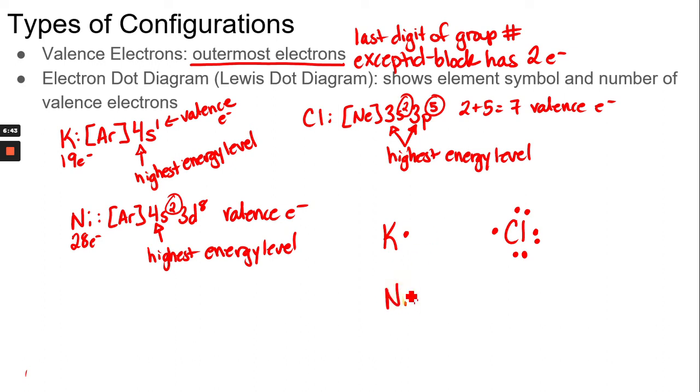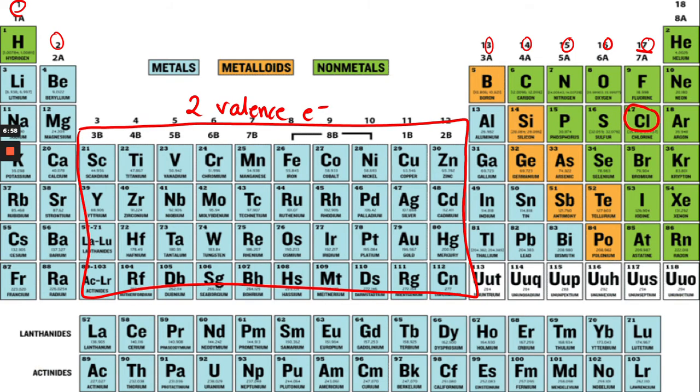Nickel had 2, so we would do 1, 2. It doesn't matter which side you start on, it doesn't matter which side is paired, as long as you have the correct number of pairs and unpaired. So let's go to our periodic table and do a couple more.